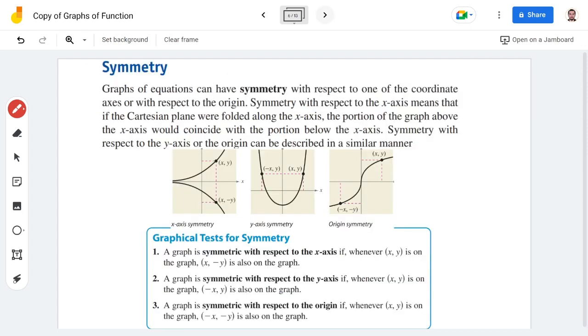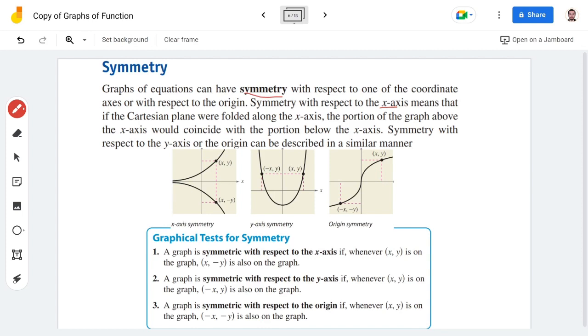Graphs of equations can have symmetry with respect to one of the coordinate axes or with respect to the origin. Symmetry with respect to the x-axis means that if the Cartesian plane were to be folded along the x-axis, the portion of the graph above the x-axis would coincide with the portion below the x-axis. Symmetry with respect to the y-axis or the origin can be described in a similar manner. Thank you, Nora.